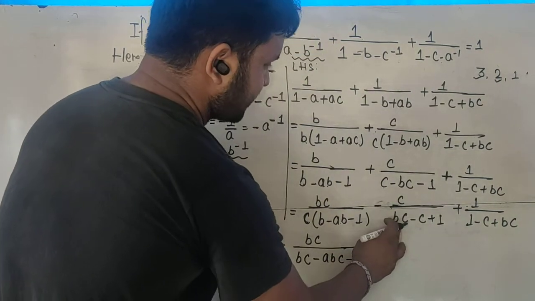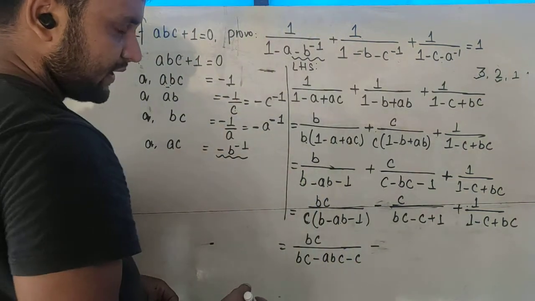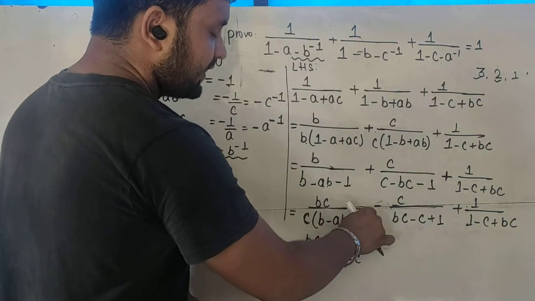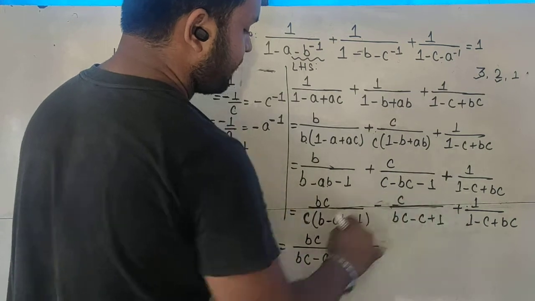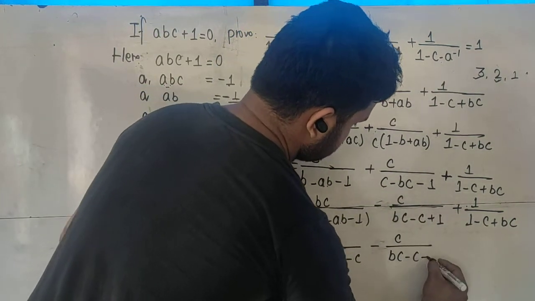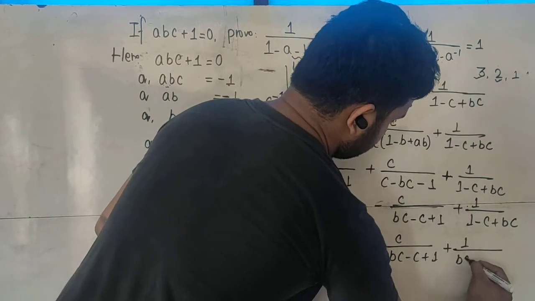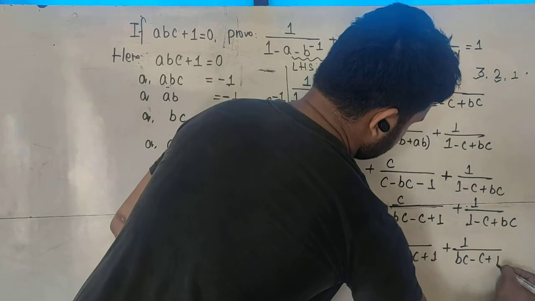And these denominators are the same now: BC minus C plus 1. How did I do so? I changed this plus into minus. This ultimately changed the sign of all the denominators here. So let me copy this as it is for now. Let me erase the term. I can write here BC minus C plus 1.